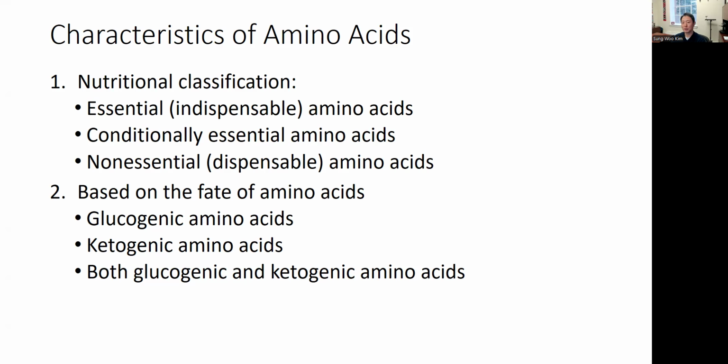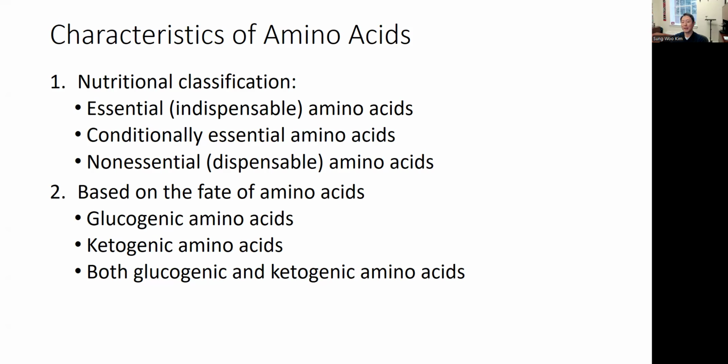amino acids. Whereas sometimes there are a few amino acids that become essential under certain conditions. In some other cases, under other conditions, they are not essential. So we call these few amino acids together conditionally essential amino acids or conditionally indispensable amino acids. Right? So let's talk about those.